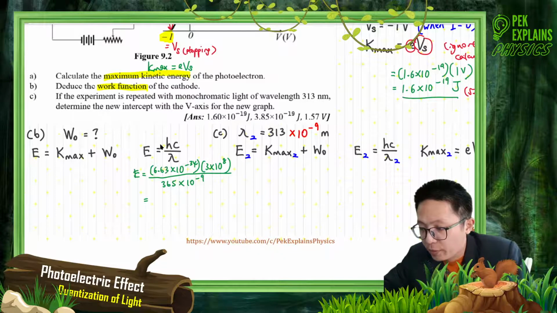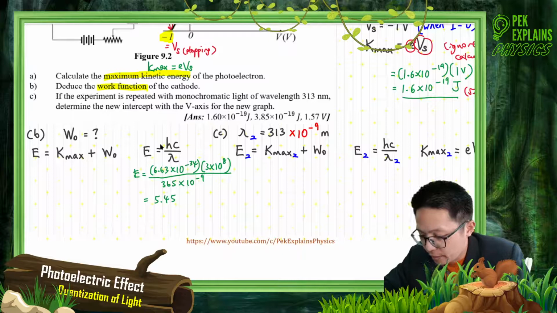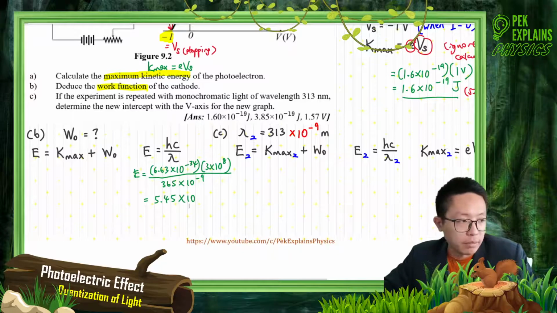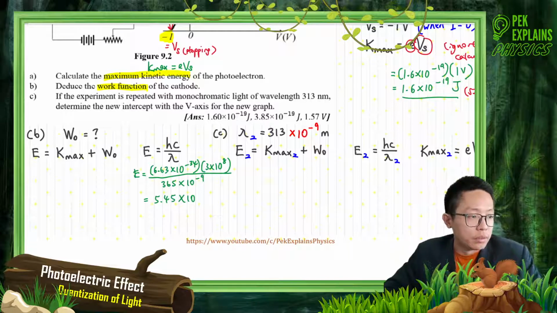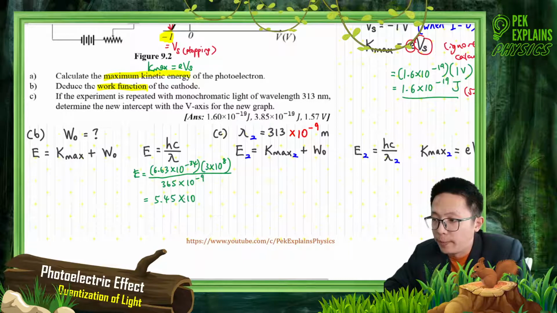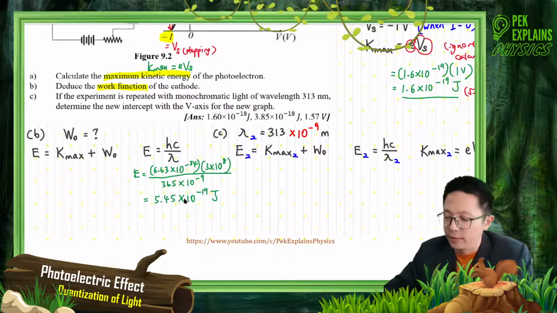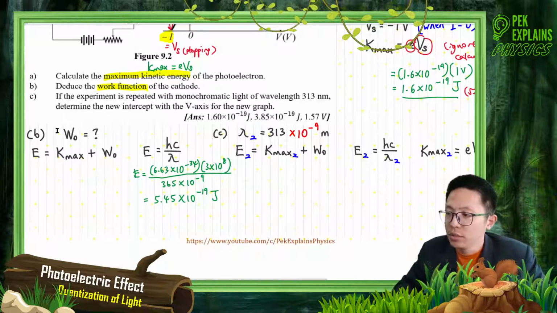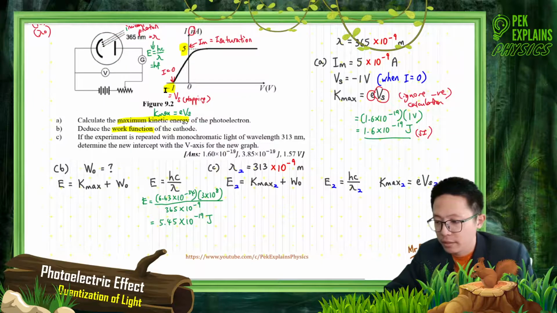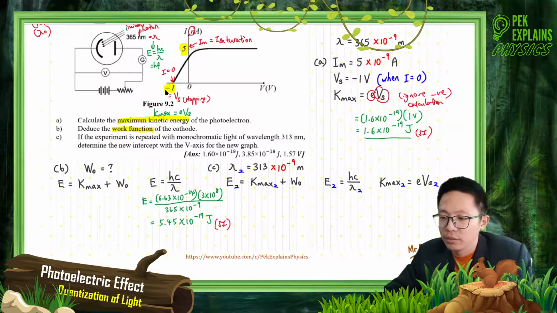It is 5.44. No, 5.45. Oh wait, let me see, maybe I calculated wrongly. Okay, so the answer I get is actually 5.45 exponent negative 19 joule. So I also get the unit in joule, SI unit.